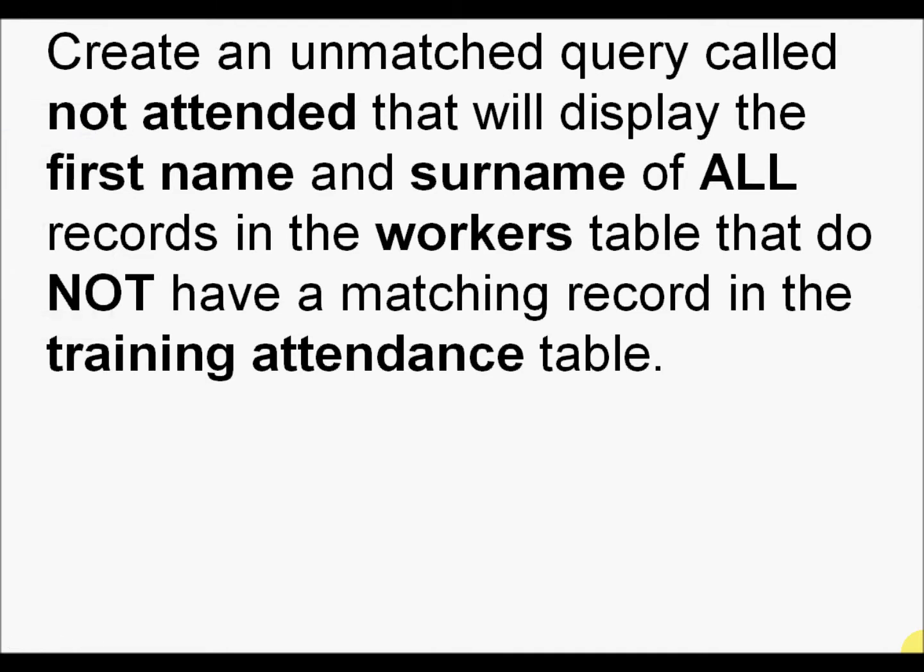Hi, I'm now going to have a look at creating an unmatched query for the advanced ECDL using Access 2007. Now, the key to this is reading the question and understanding the question. So it says here, create an unmatched query called not attended that will display the first name and surname of all the records in the, and now this is the key bit, the workers table that do not have a matching record in the training attendance table.